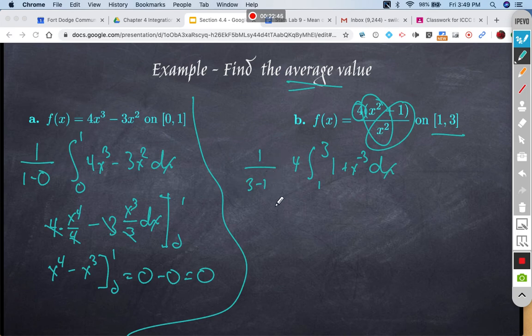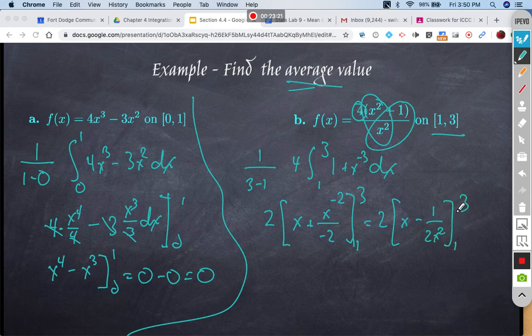4 times 1 over 2 is going to be 2. My antiderivative of 1 is going to be x. X to the negative 3rd, we're going to add 1 to this, which is going to make that a negative 2nd. And we're going to say divide this by negative 2. And evaluate this from 1 to 3. Or 2 times x minus 1 over 2x squared from 1 to 3.